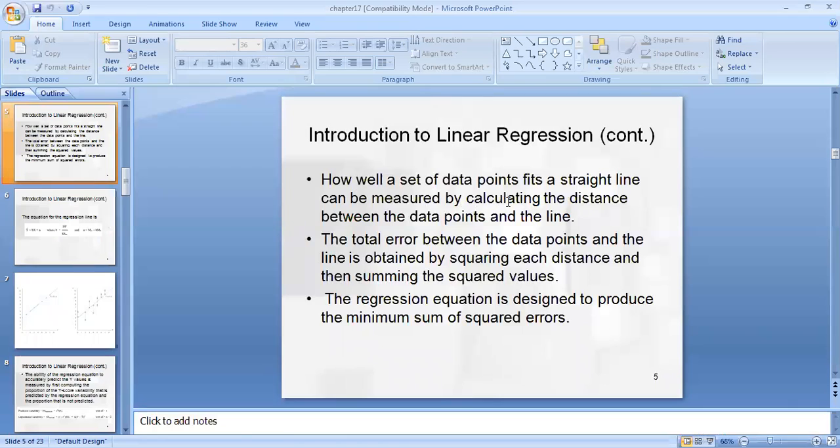How well a set of data points fits a straight line can be measured by calculating the distance between the data points and the line. The total error between the data points and the line is obtained by squaring each distance and then summing the squared values. Again, this is the condition of regression analysis for linear regression. The regression equation is designed to produce the minimum sum of squared errors.